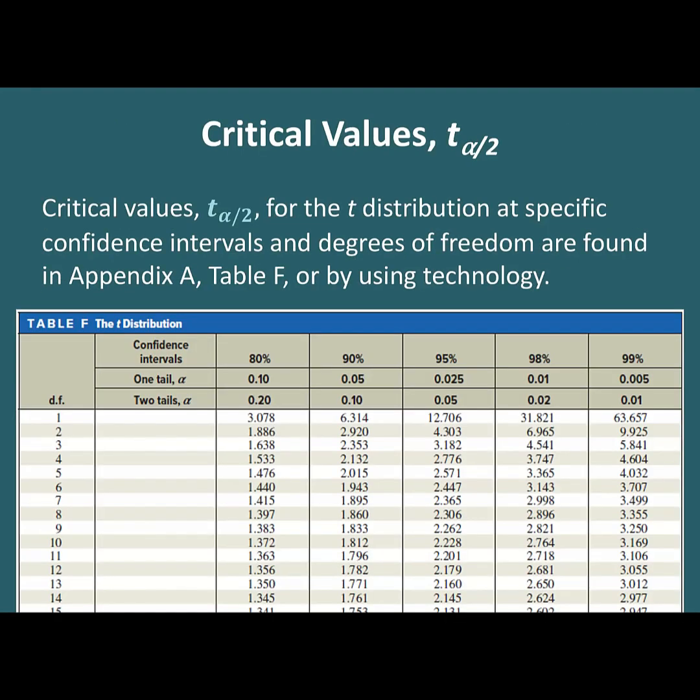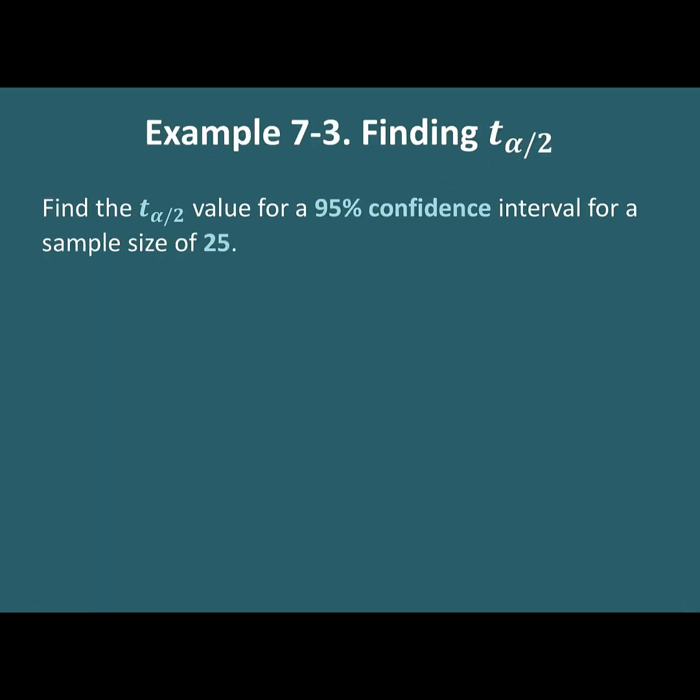Now let's take a look at the critical values for the t-distribution, that is to say, t with the subscript of alpha over 2. Critical values for the t-distribution at specific confidence intervals and degrees of freedom are found in Table F or by using your graphing calculator. Let's go ahead and look at an example. Let's find the critical value, t subscript alpha over 2, for a 95% confidence interval for a sample size of 25.